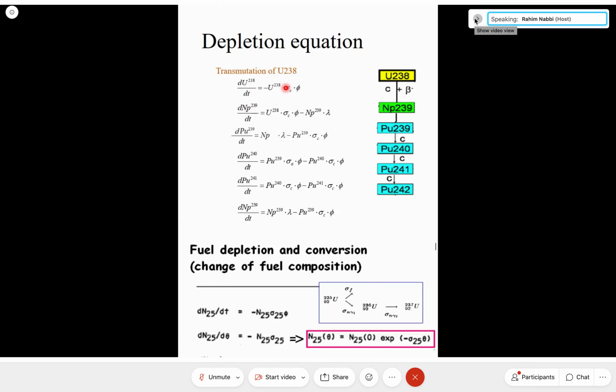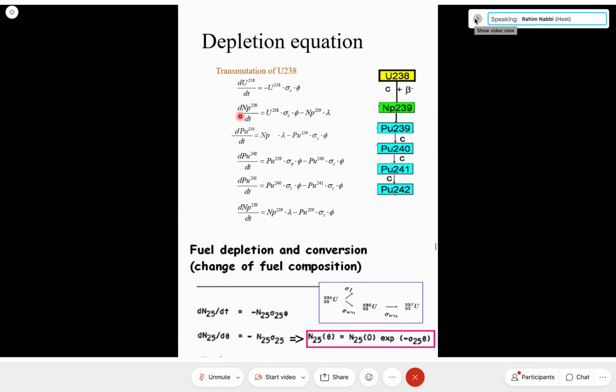Good. Okay, that is the starting point for the main part of the fuel, uranium-238. Then you see here, it captures a neutron and emits beta. The result is neptunium-239. For this one, we can write a differential equation here, a balance equation.